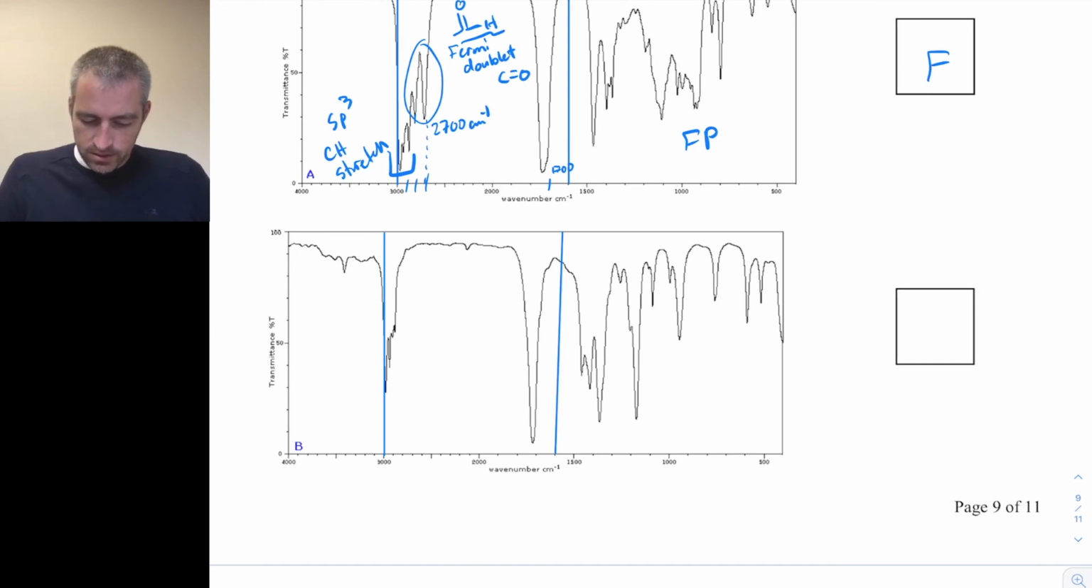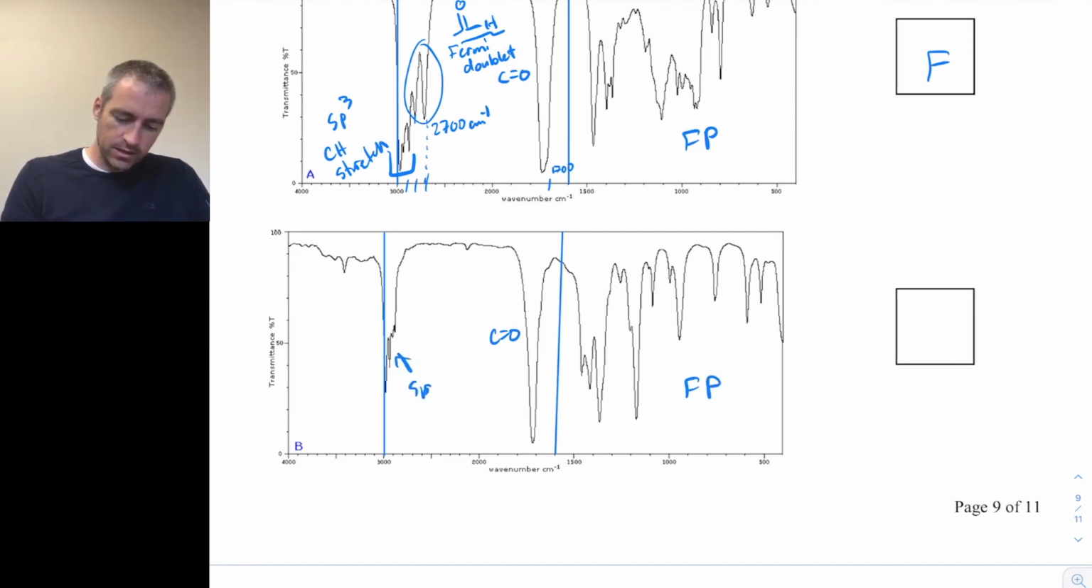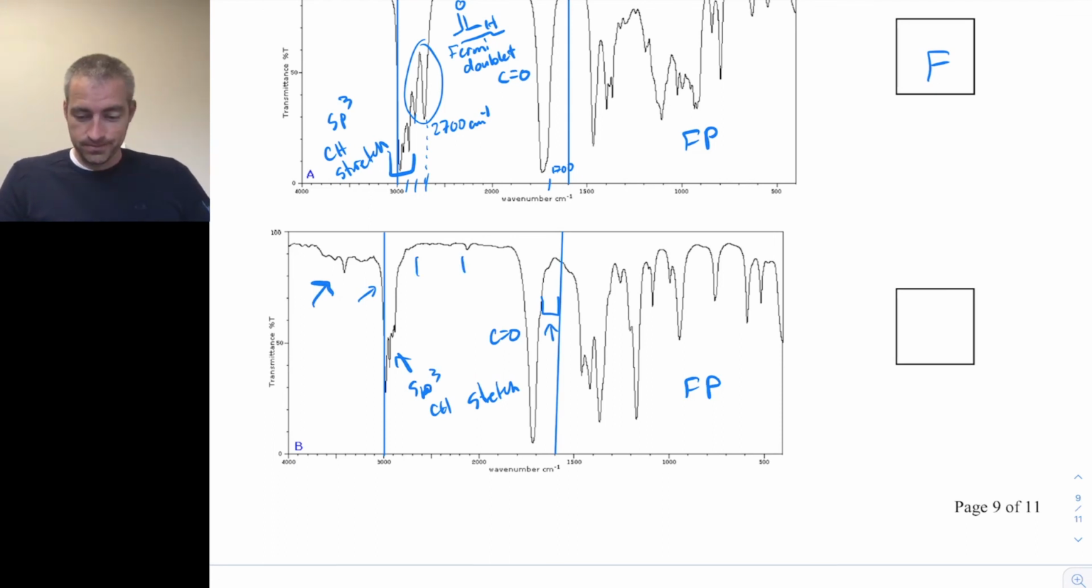Now, what we see again looks like another carbonyl group. This is the fingerprint region. That looks like an sp3 CH stretch. There doesn't appear to be any carbon-carbon double bonds, any sp2, no alcohol, no acid, no triple bonds. This looks like maybe a straightforward ketone, possibly an ester. Maybe that's some ester stretching in there.